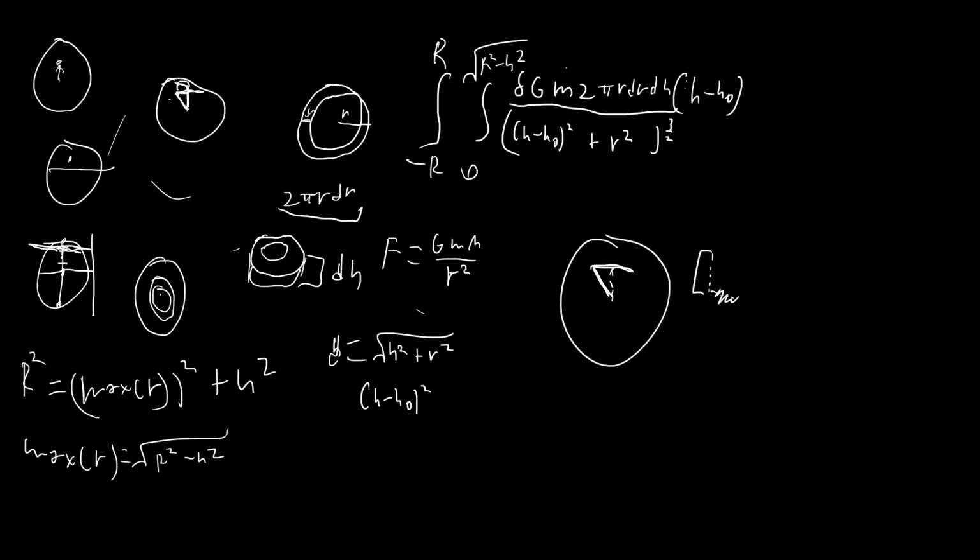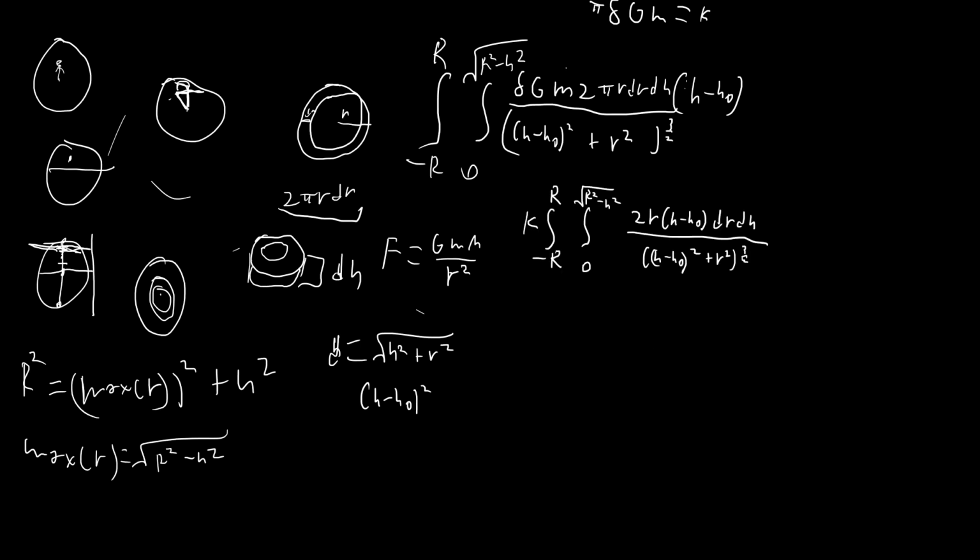And I'm going to go ahead and reorganize our integral here. I'll let delta g m pi delta gm just equal k, and we'll remember that. Give me a moment and I'll reorganize our integral. All right, and we have our integral all set up. All that we need to do is start integrating it.